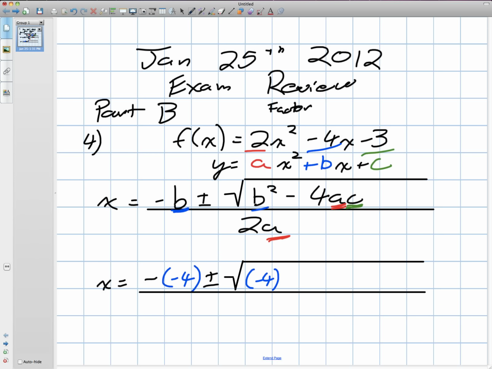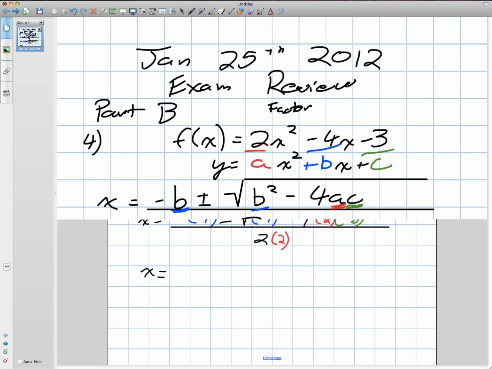Negative 4 squared minus 4. A is the number 2. C is the number negative 3. And all divided by 2 times 2. Okay, we color coded so you guys can see the letters. Now that we have that, we're going to start to equate. So, again, remember, this is always solving for our x value.